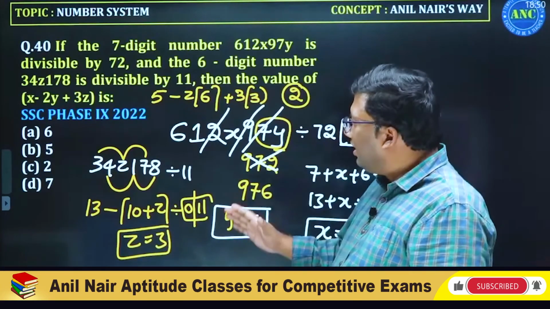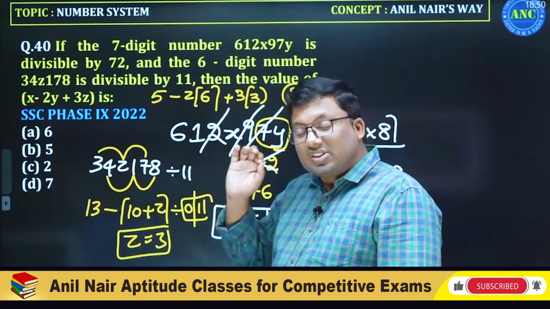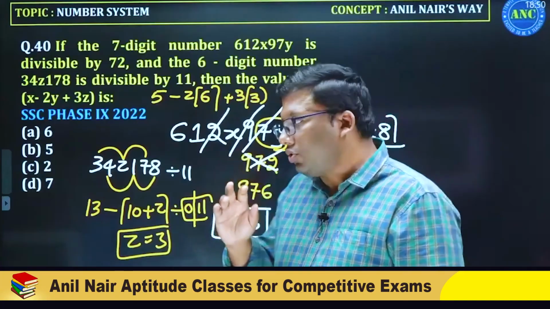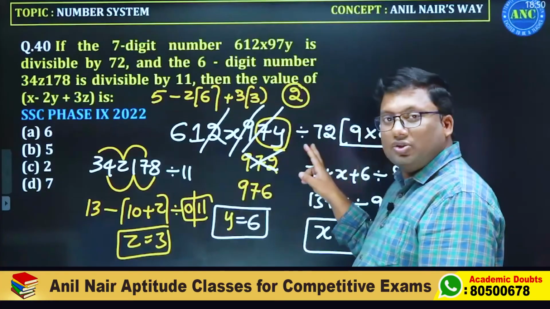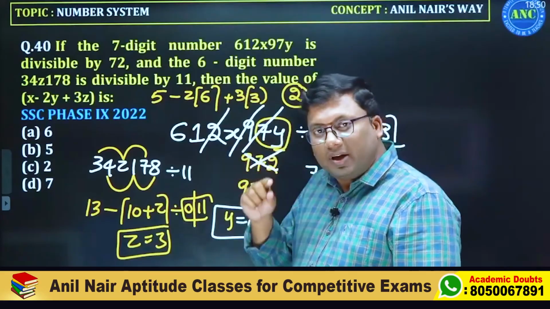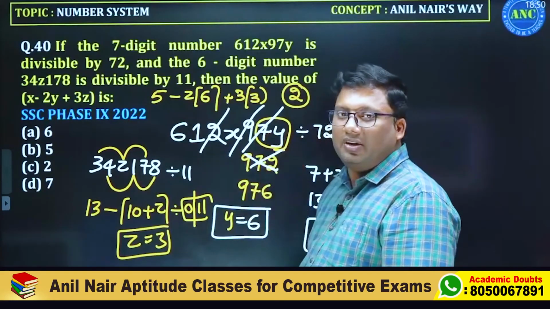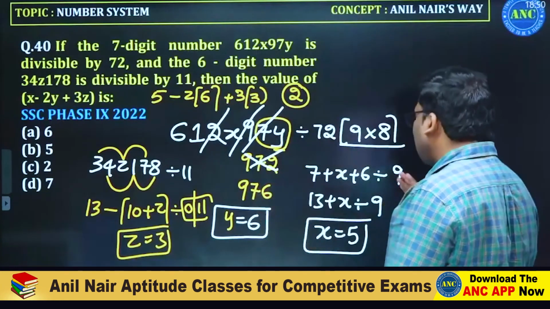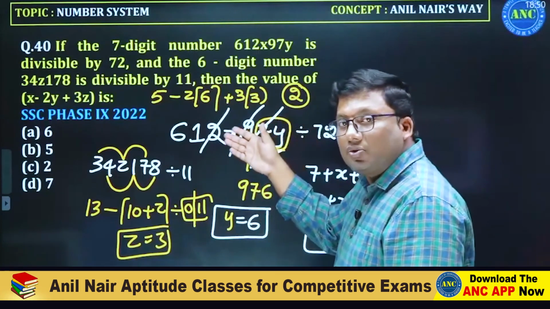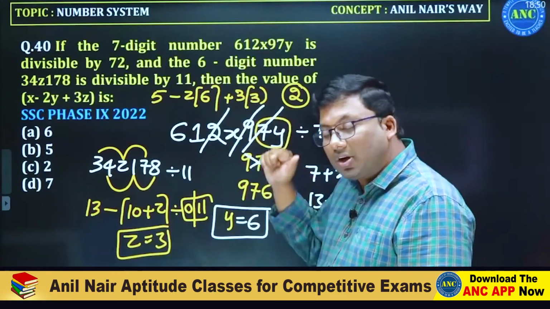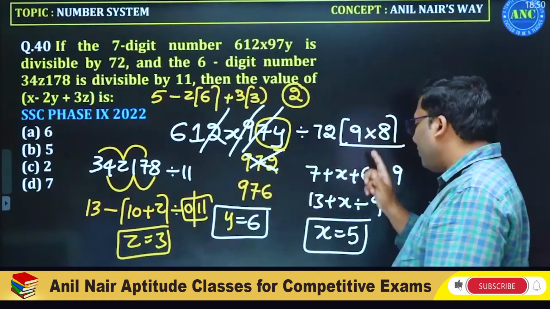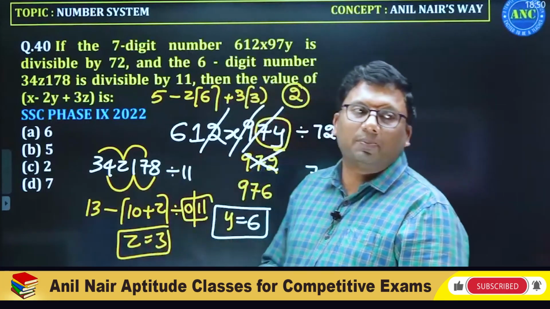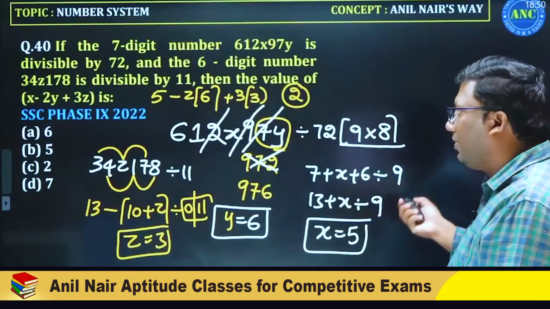I hope the idea is very much clear to you. 72 is a composite number. It can be written as a product of two coprimes. I wrote it as 9 into 8. For the number to be divisible by 8, the last 3 digits should be divisible by 8. Which value did we get? Y is 6. Once we got Y is 6, I deleted the digits whose sum is 9 because 72 contains 9. So I got X is 5.